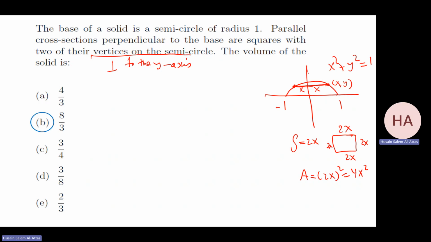Now I want this perpendicular to the y-axis. I want to have everything in terms of y. So I have 4 times 1 minus y squared from here. So now we have the volume. The volume in terms of y: this is 0, this is 1 in terms of y. So it's from 0 to 1.